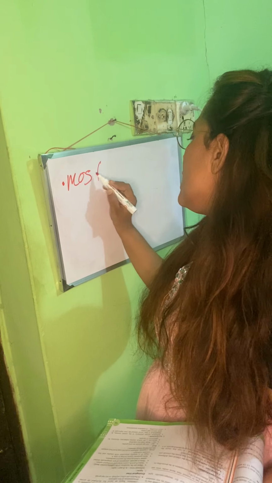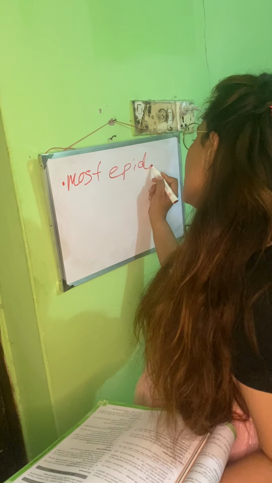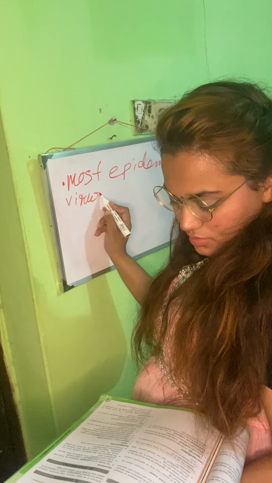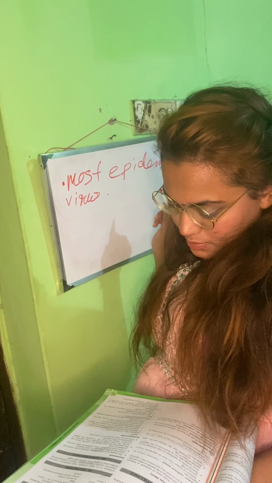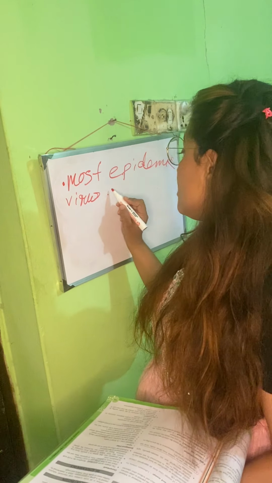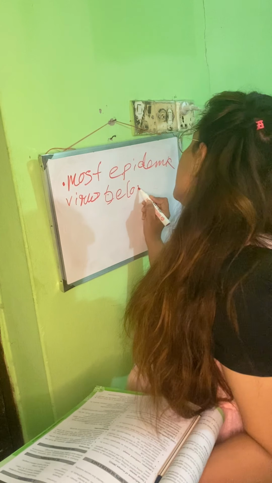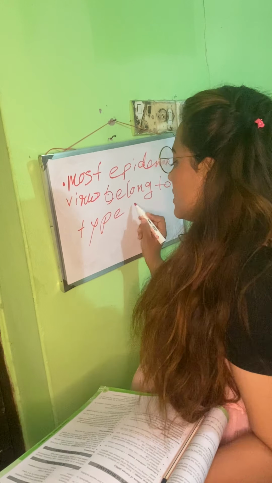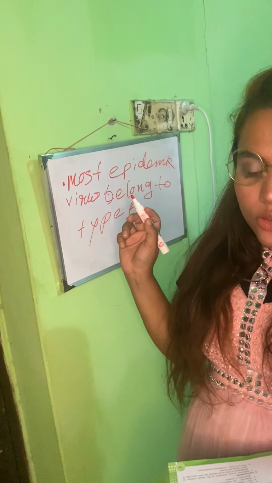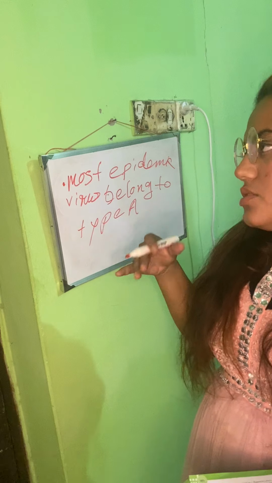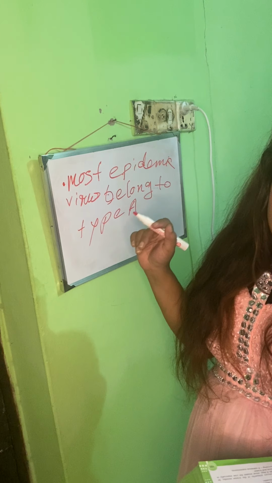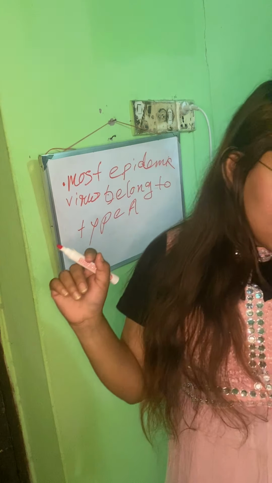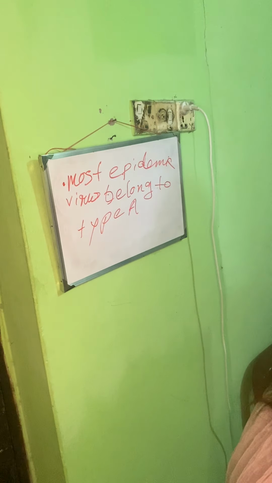Most epidemic virus belong to type A. So this is the ecological triad. And type B is usually associated with smaller, less virulent outbreaks.